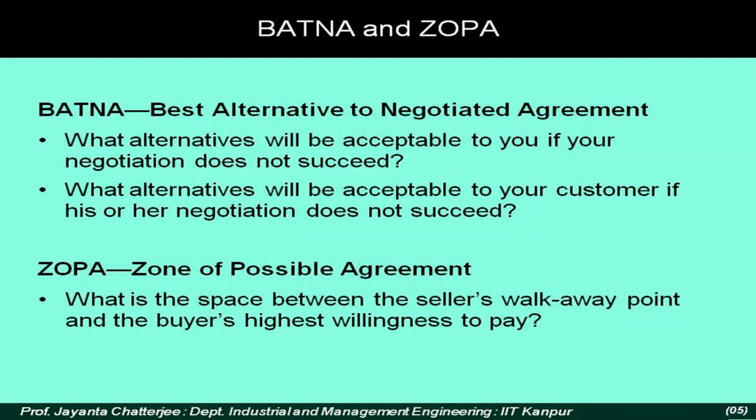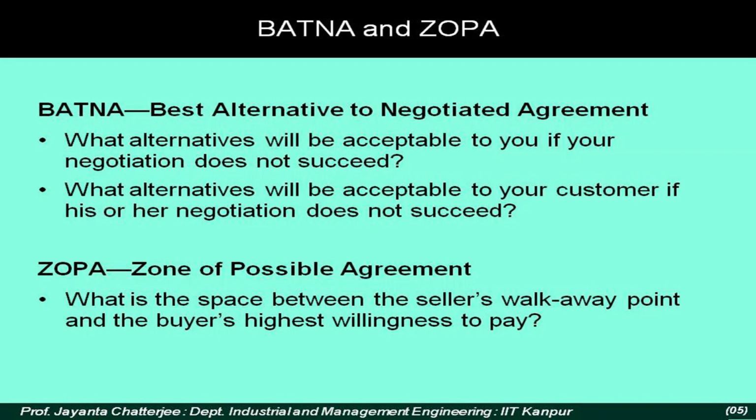One is called BATNA, the best alternative to negotiated agreement. The negotiated agreement is something between the current ruling price and the logically chargeable price, so something which is in between, right? This is something that we discussed yesterday.